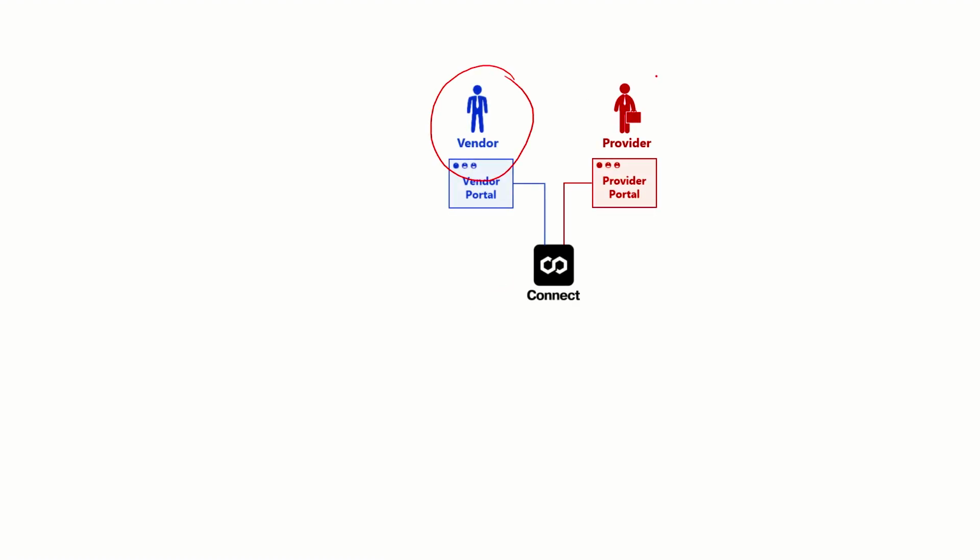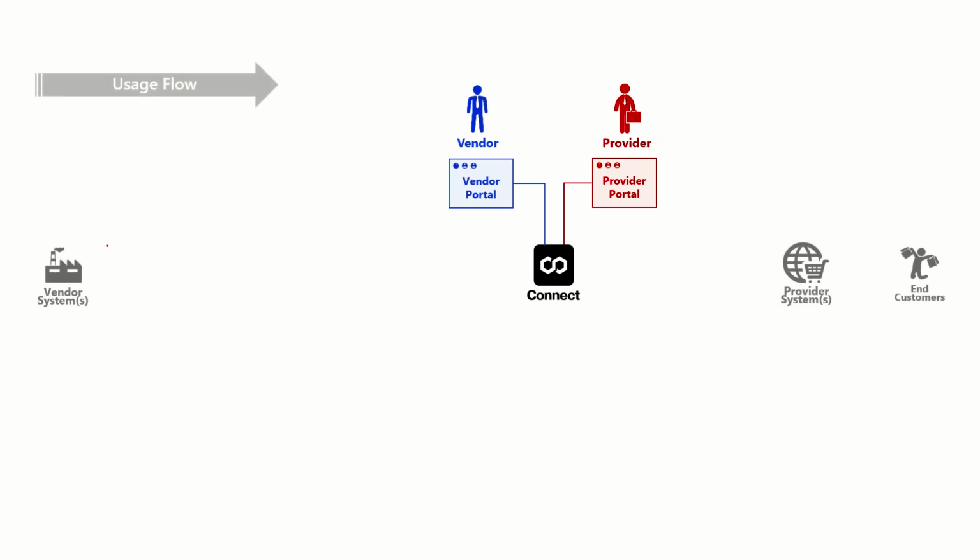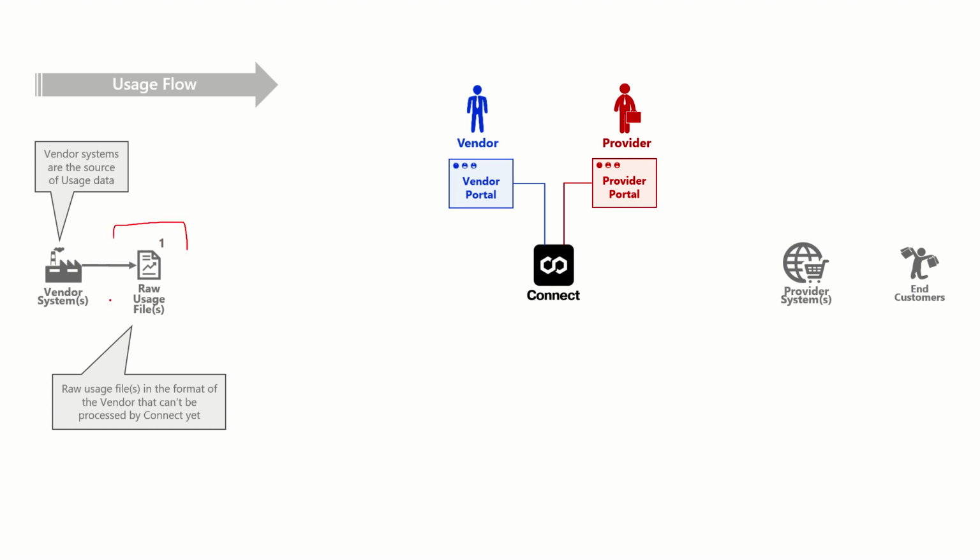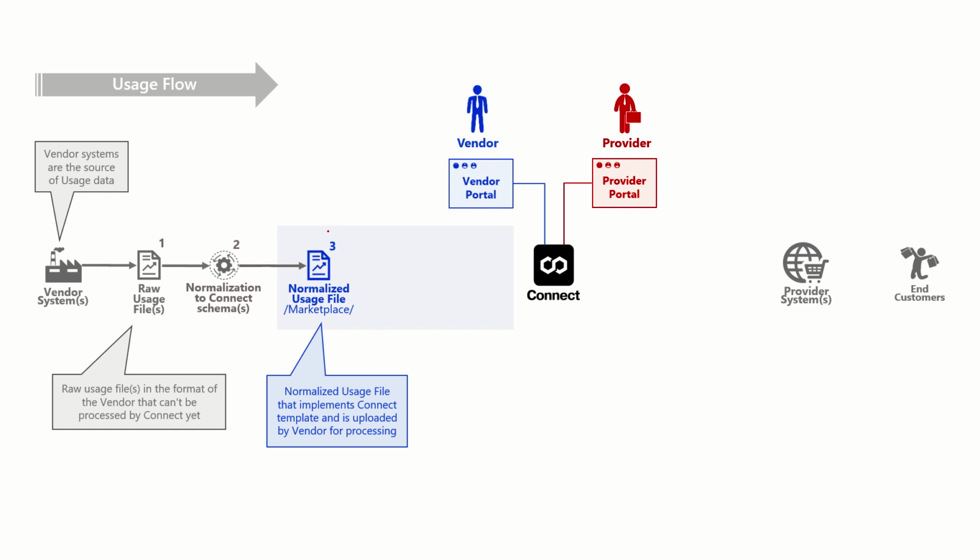So we have two primary actors, vendor and provider, and it all starts from the vendor. Vendor has systems that need to be normalized and integrated with provider systems, and provider systems then will be invoicing end customers. Vendors have systems that are the source of usage data, here in this diagram on the left, and obviously each system returns data in some system-specific way. So the first step that vendors have to do is to normalize the data that is being reported to the standardized, we call it normalized usage file, that is enforced by Connect.